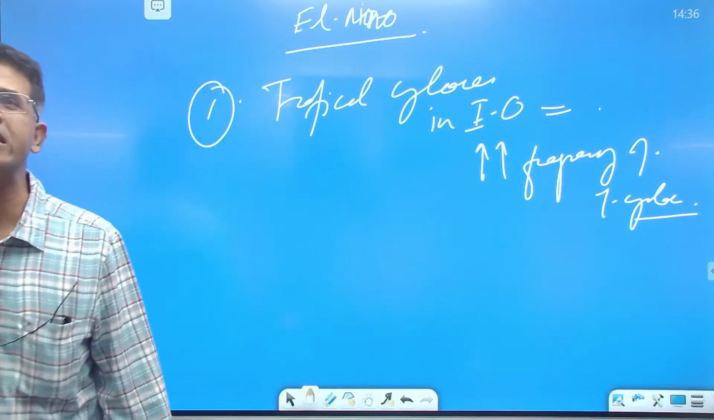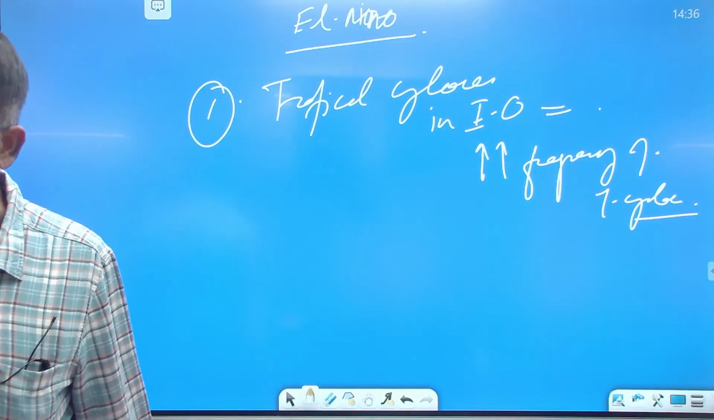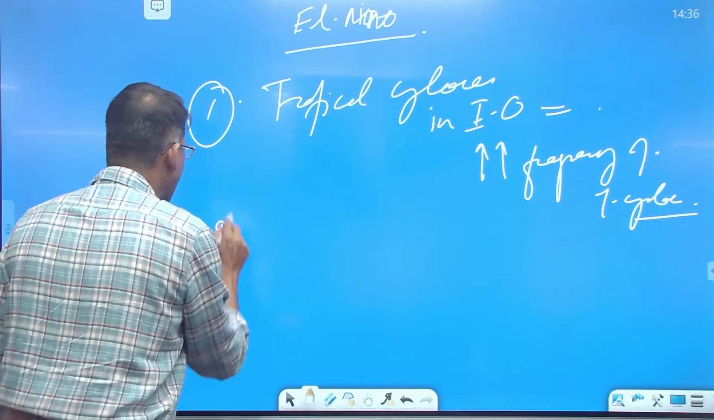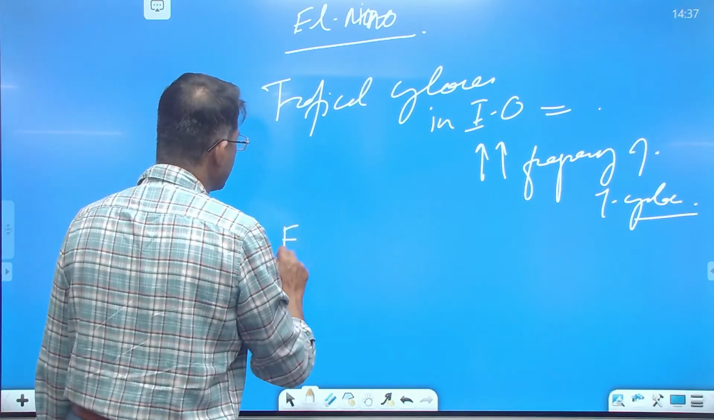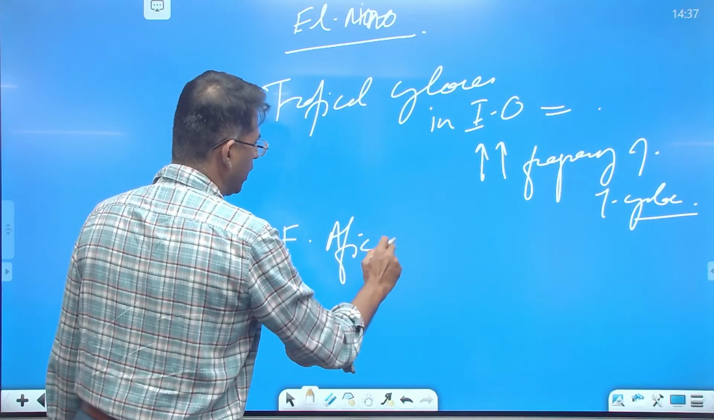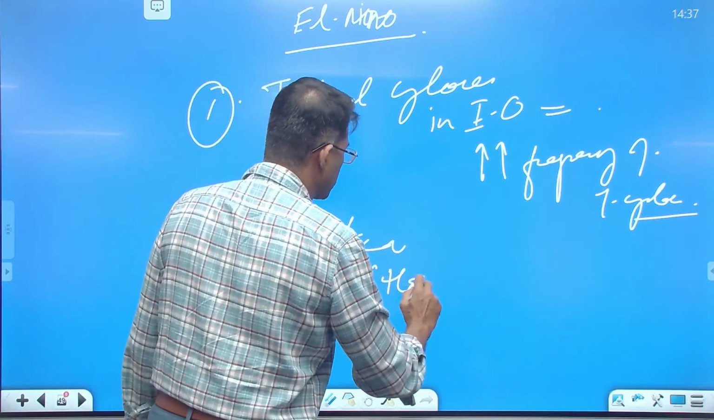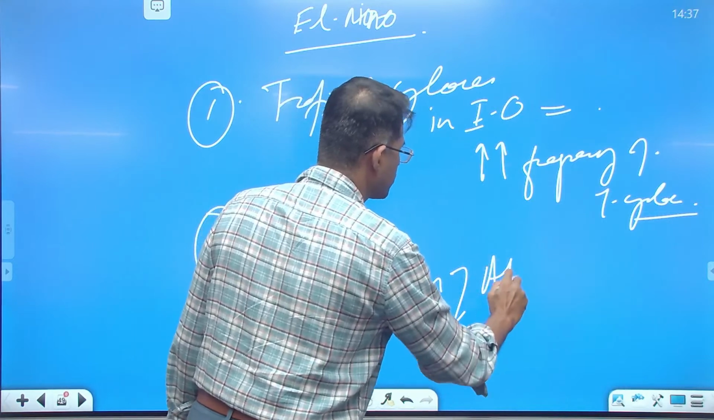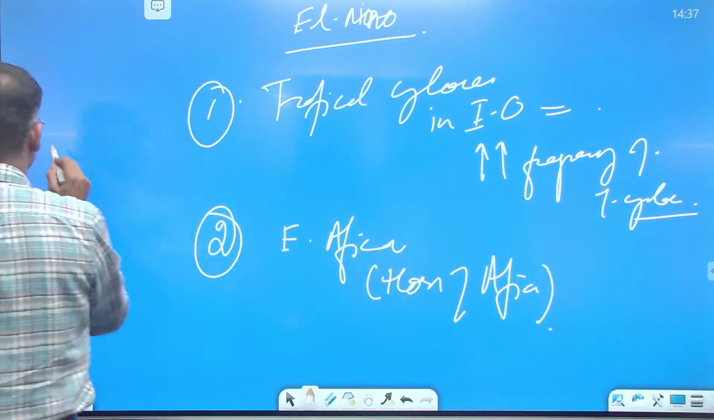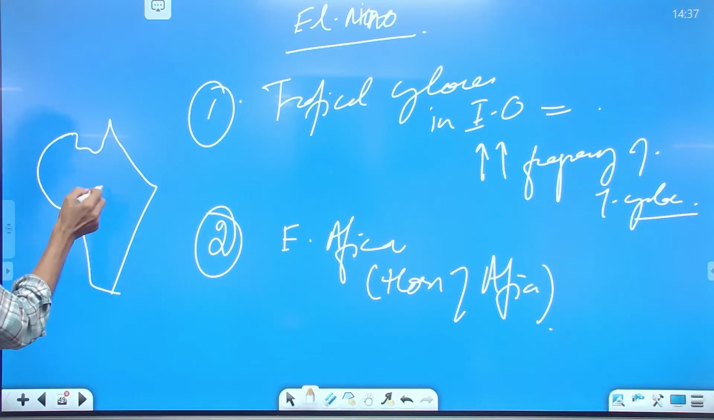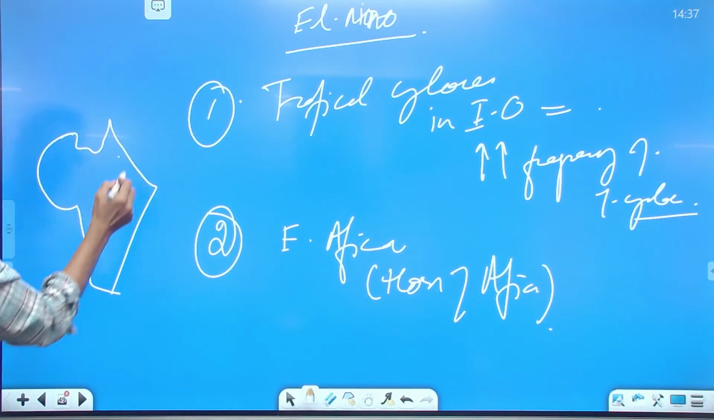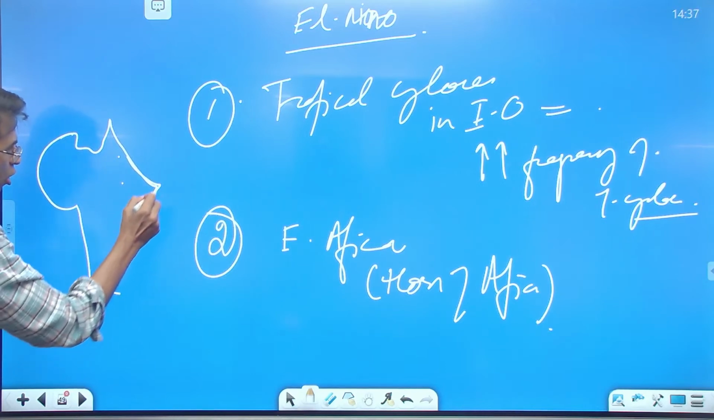We can have increased frequency of tropical cyclones. Acha. What happens to the rains in Eastern Africa, which is also called the Horn of Africa? ये term सुना आपने, Horn of Africa? This is the African bulge. Okay, this is Egypt. यहाँ पर आपका Egypt है, Ethiopia है. This is called the Horn of Africa.